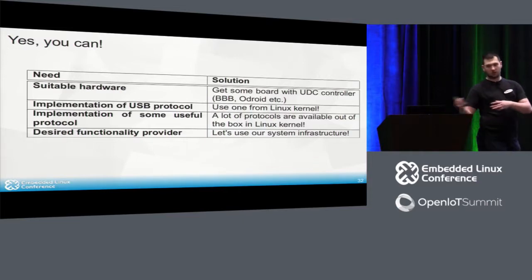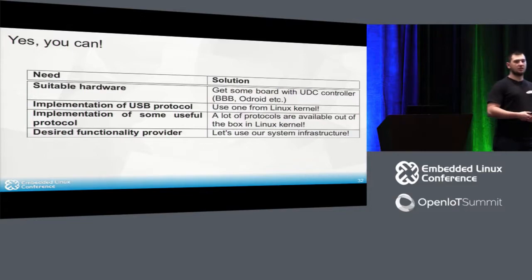When we are using this HID protocol, the functionality provider is a simple user space application which just sends the keystrokes through the device node. If we are setting up, for example, the Ethernet connection over the USB, we simply may run any service which uses the network interface. So we can emulate this using our system infrastructure.